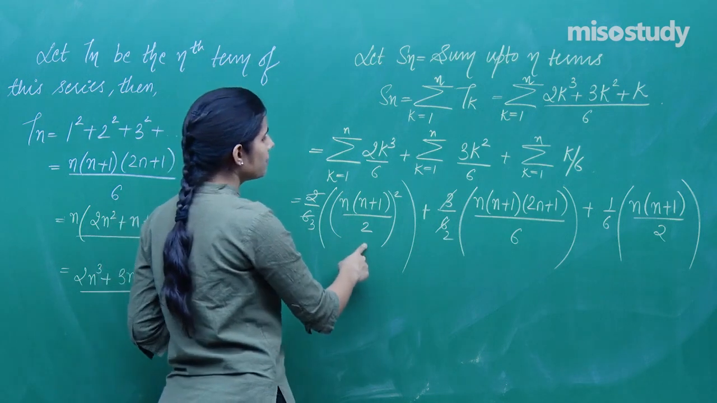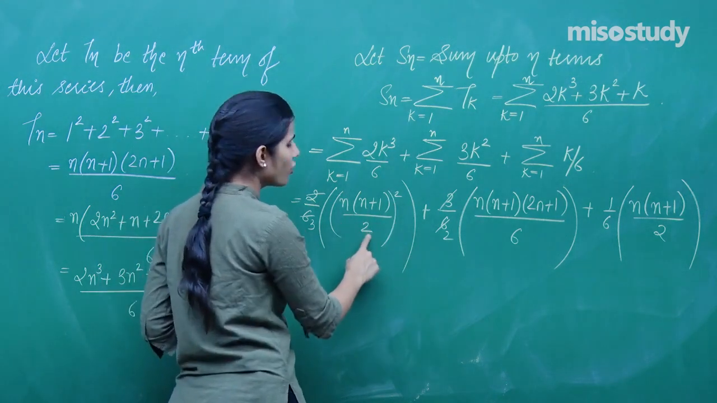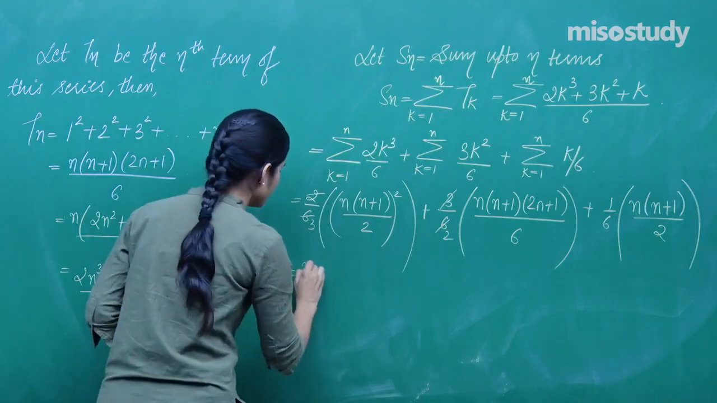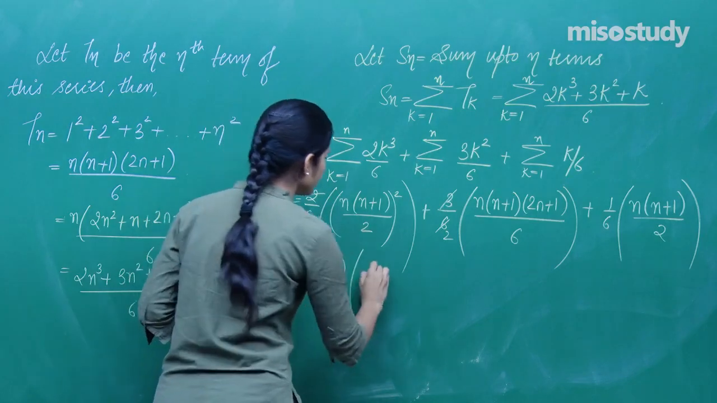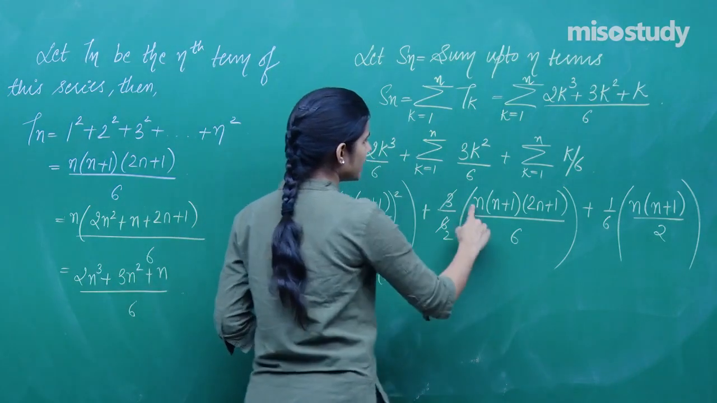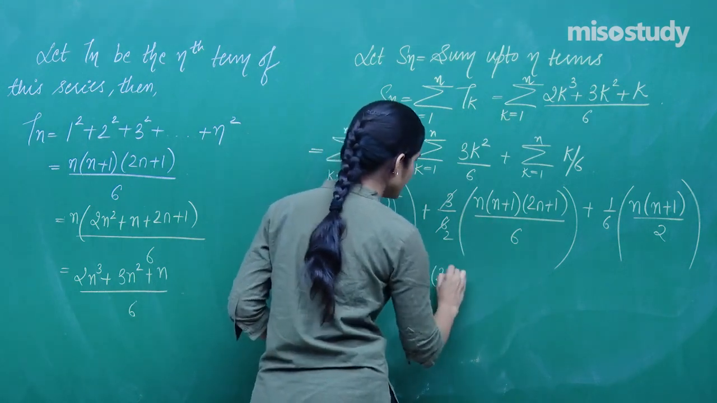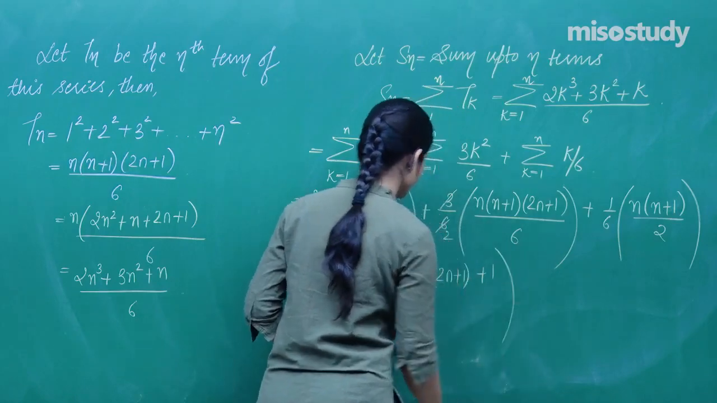Clearly n into n plus 1 by 12 is coming out common, because this is n into n plus 1 whole square upon 4, and 4 into 3 is 12. So n into n plus 1 by 12 comes out common. From here you are left with n into n plus 1, from here you are left with 2n plus 1, and from here you are just left with 1.